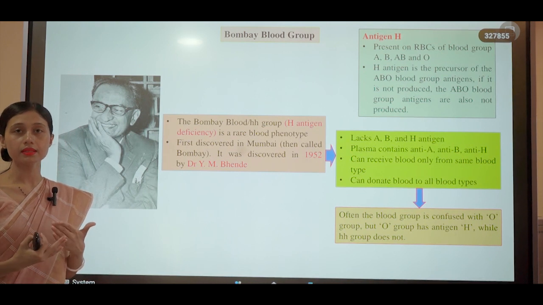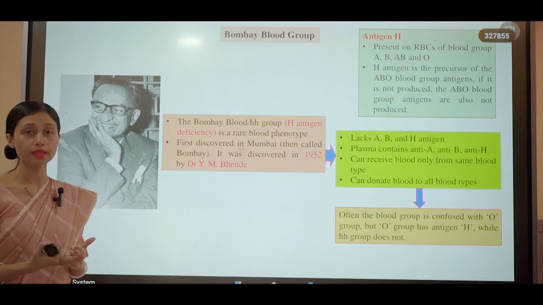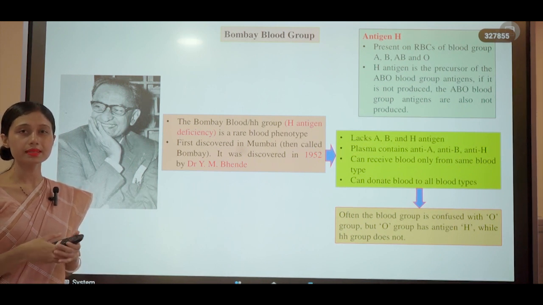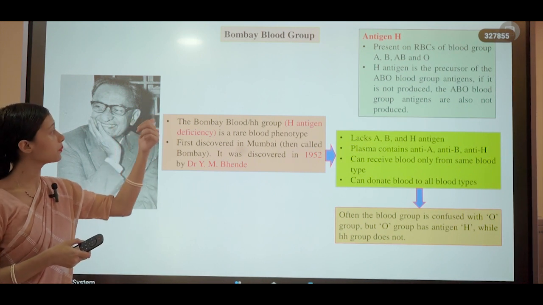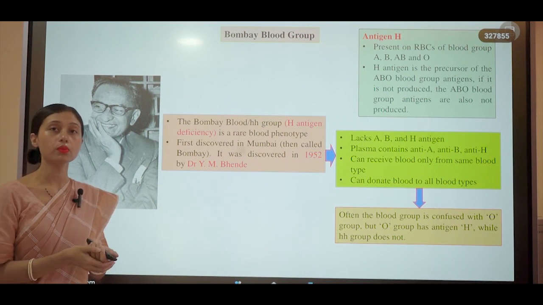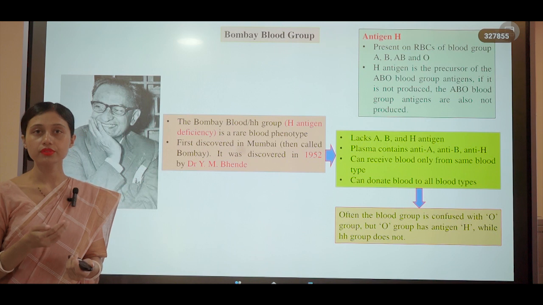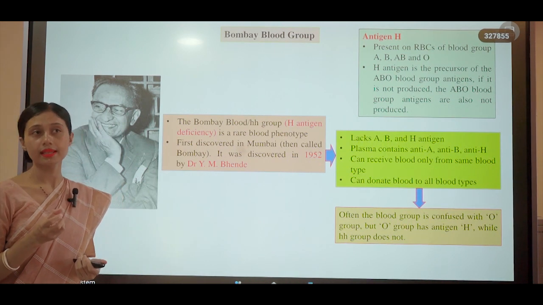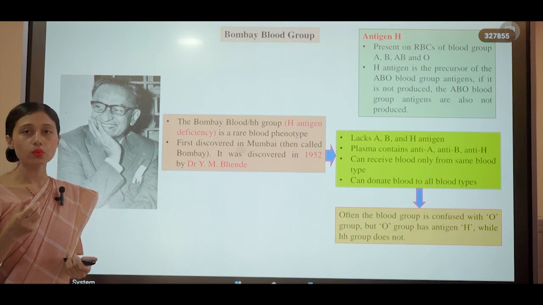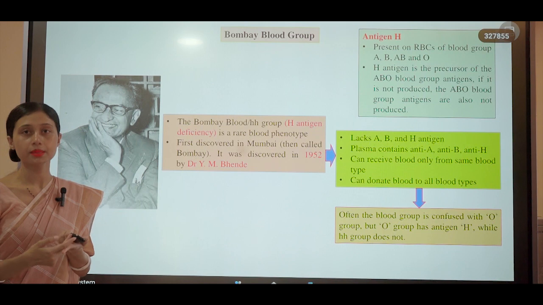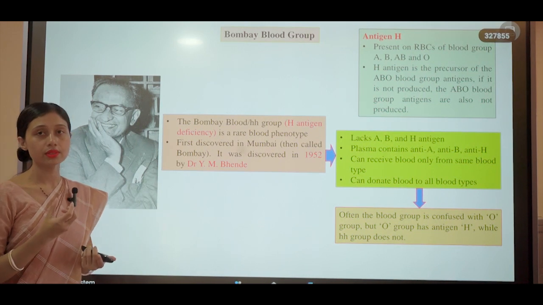Students, we have discussed the ABO grouping and the Rh mismatching condition. Now we are going to discuss a special blood group which is called the Bombay blood group. This blood group was discovered by Dr. Y.M. Bhende in 1952, and this type of blood group is deficient in expressing the H antigen. So what is H antigen? We have already discussed A antigen and B antigen. So what is H antigen?